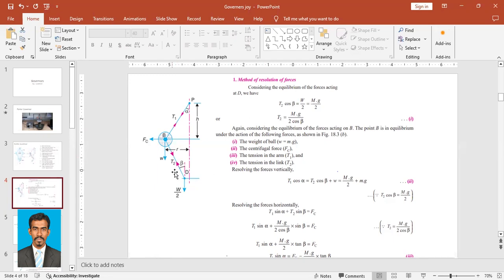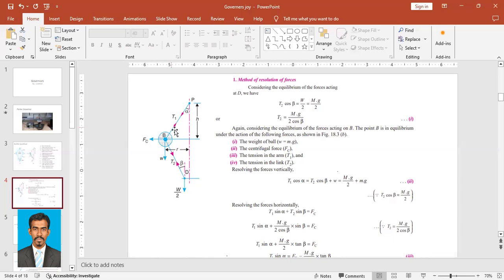So we'll resolve it. W by 2 vertically downwards will be equal to T2 cos beta, with the angle beta. So T2 cos beta is equal to W by 2, which is mg by 2. From this we can find T2 is equal to mg upon 2 cos beta. So now we have found T2, the tension in the lower link.